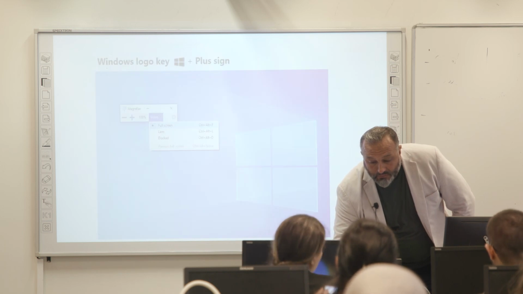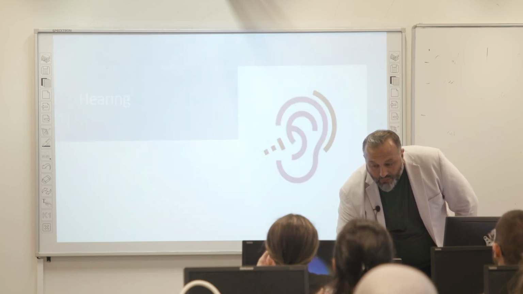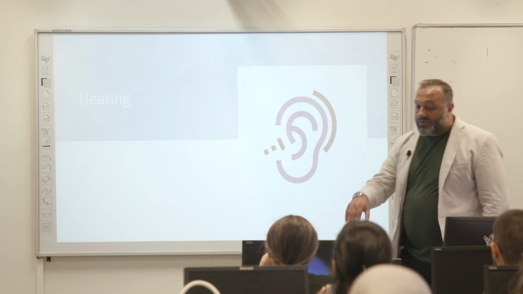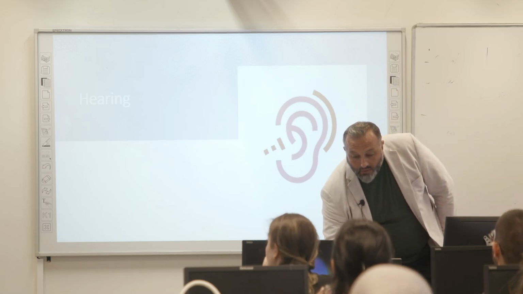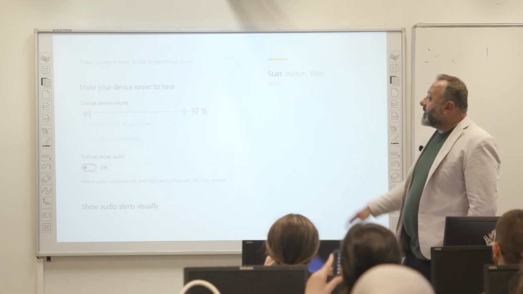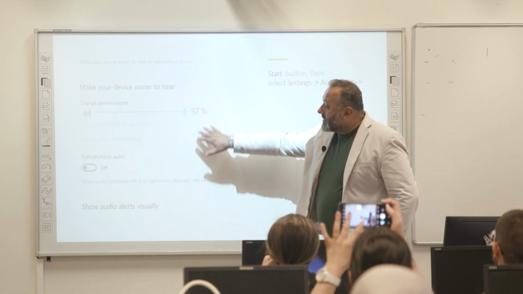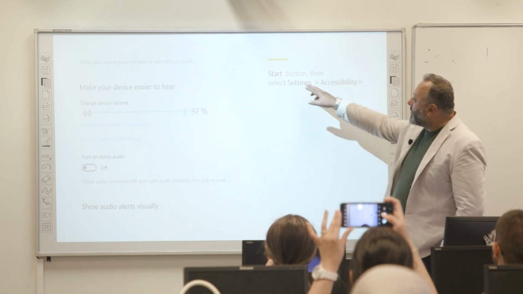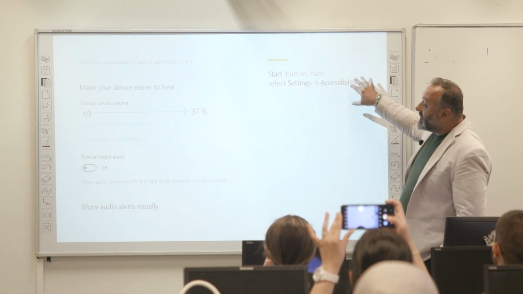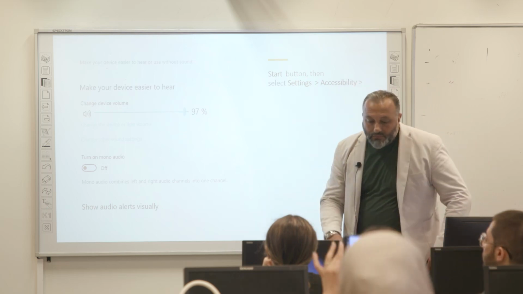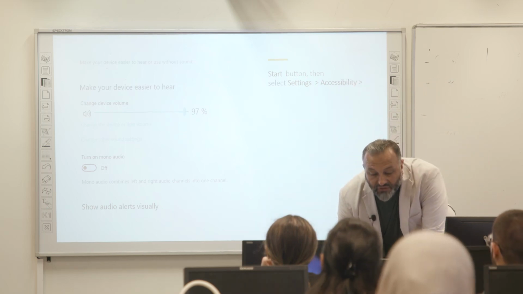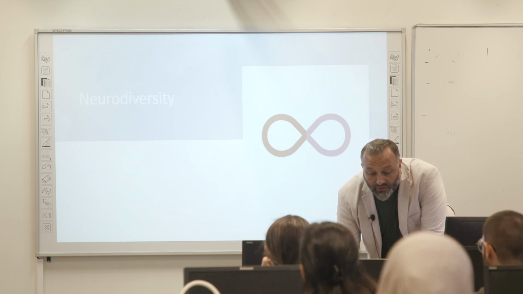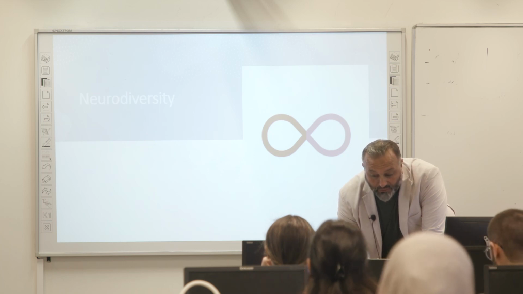Also, this is a screenshot of it. We have the hearing issue. We can also set up the mono audio setting inside Windows. So also we can go to the settings, accessibility, to do it. So we have vision, and we have different types of disability in this way.